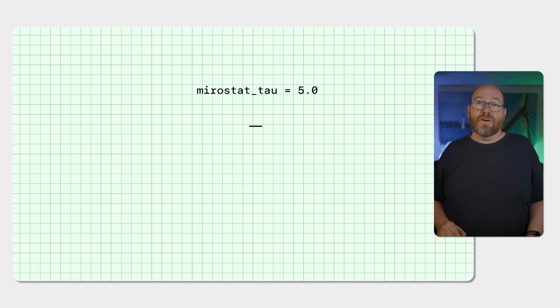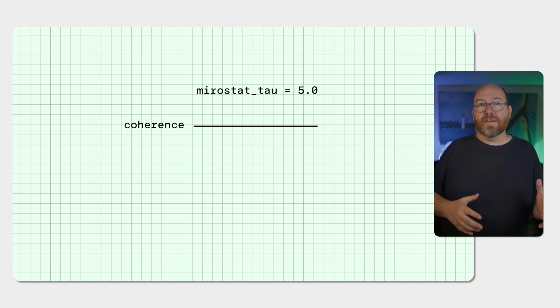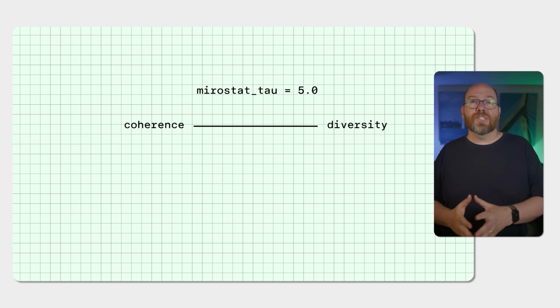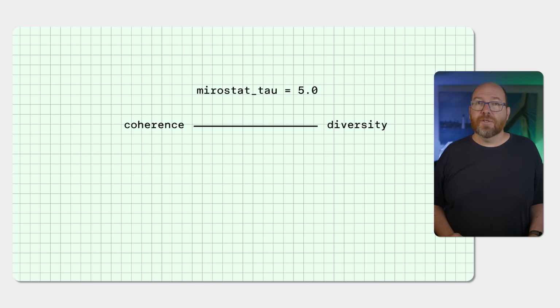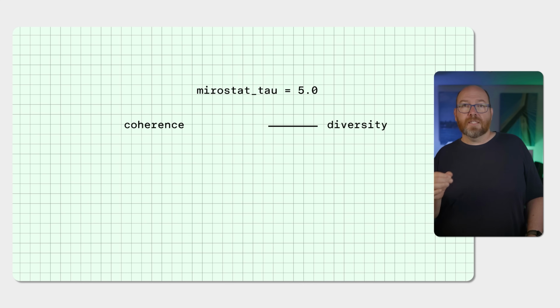But Mirostat tau controls the balance between coherence and diversity of the output. Tau sets the desired level of perplexity in the generated text. A higher value of tau will result in more diverse outputs. It usually has a range of 3 to 5 and defaults to 5.